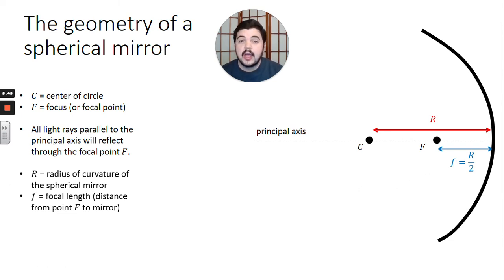It turns out, as a fun geometry fact, that the focal distance for our sphere is half the radius. So whatever your radius is for your spherical mirror divided by 2, that will be the focal distance. That will be the point where all rays parallel to the principal axis will converge to that focal point.